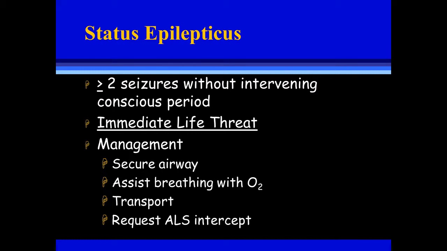So at that point, we're thinking, okay, she's unconscious and she's not going to wake up on her own. We need to treat her. So this is an immediate life threat. Management: secure the airway, assist breathing with O2, transport, and request ALS intercept, because we need to, again, give her medications and secure her airway.